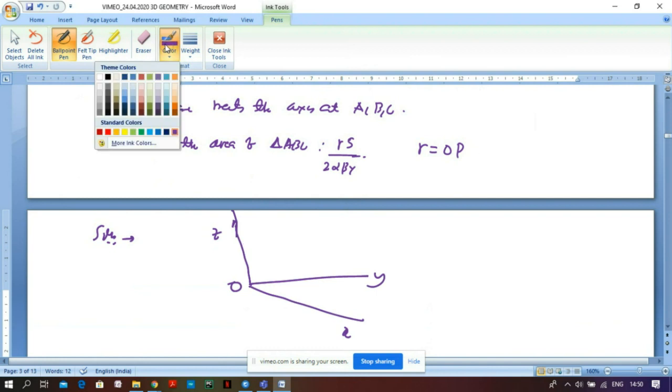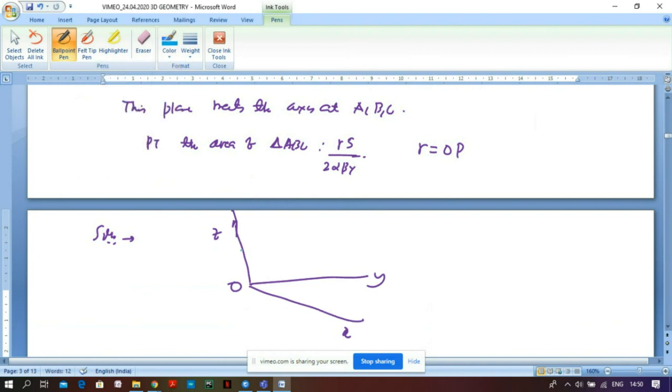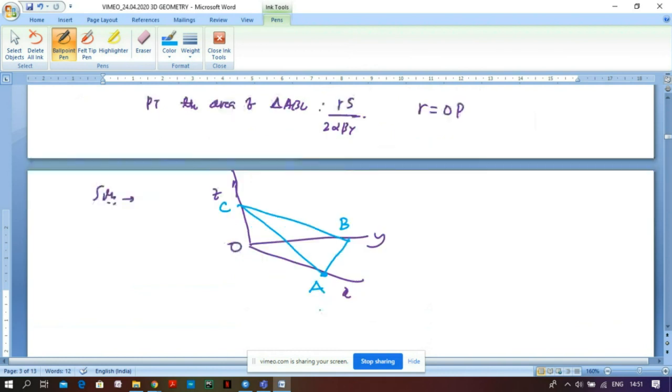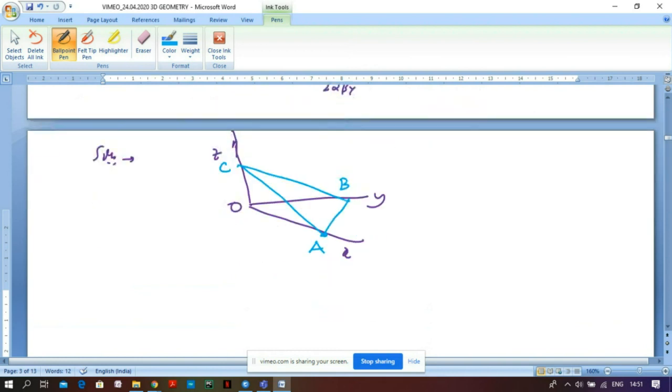Let me change the color and make a triangle. So this triangle goes like this. So you have got one triangle. Let's call it A, B, and C. As usual, I can name it a also, but right now alpha beta is used there. Now from O, let me change color one more time, and from O somewhere P is there. So the plane passes through P, and the plane is normal to OP, meaning OP is perpendicular to the plane.